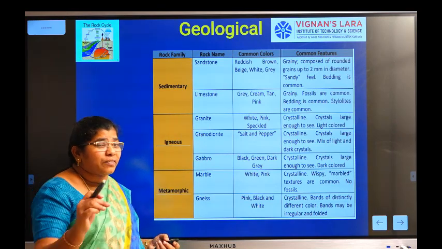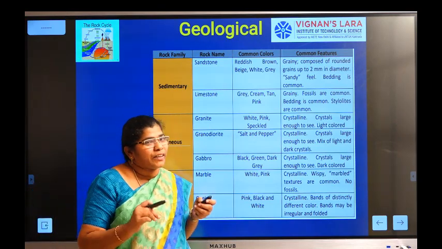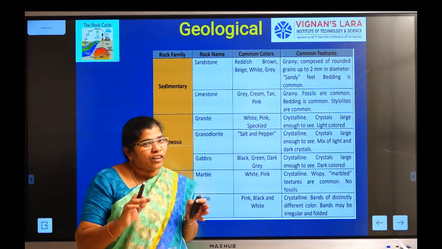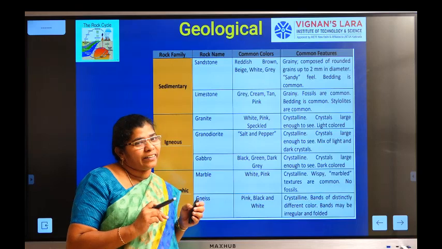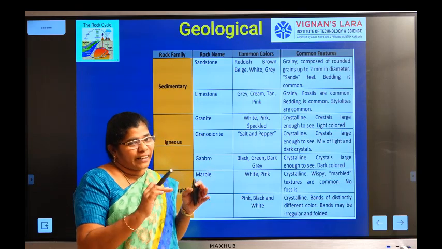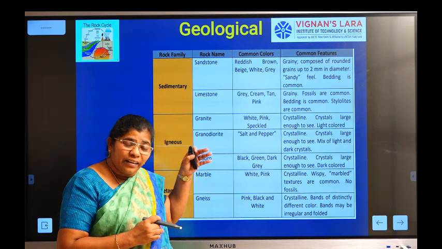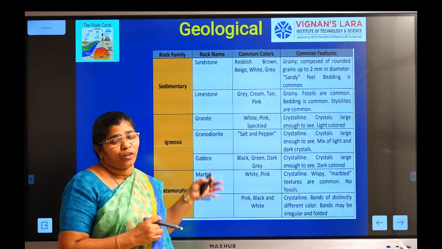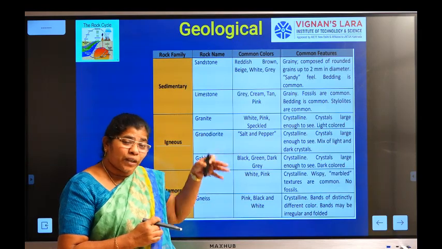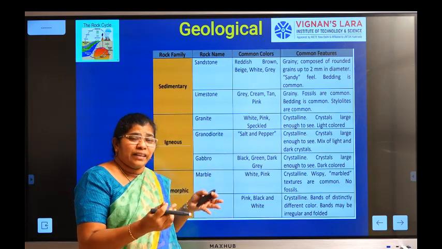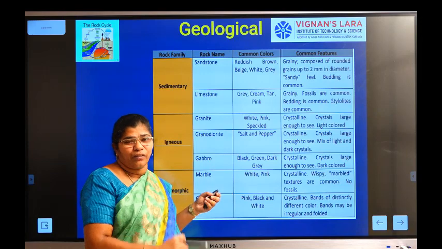So this is the first classification. What is the first classification? It is the geological classification. In geological classification, there are igneous rocks, sedimentary rocks and metamorphic rocks. So we saw the formation of the igneous rocks, how sedimentary rocks are formed, how metamorphic rocks are formed, and the examples of these types of rocks.